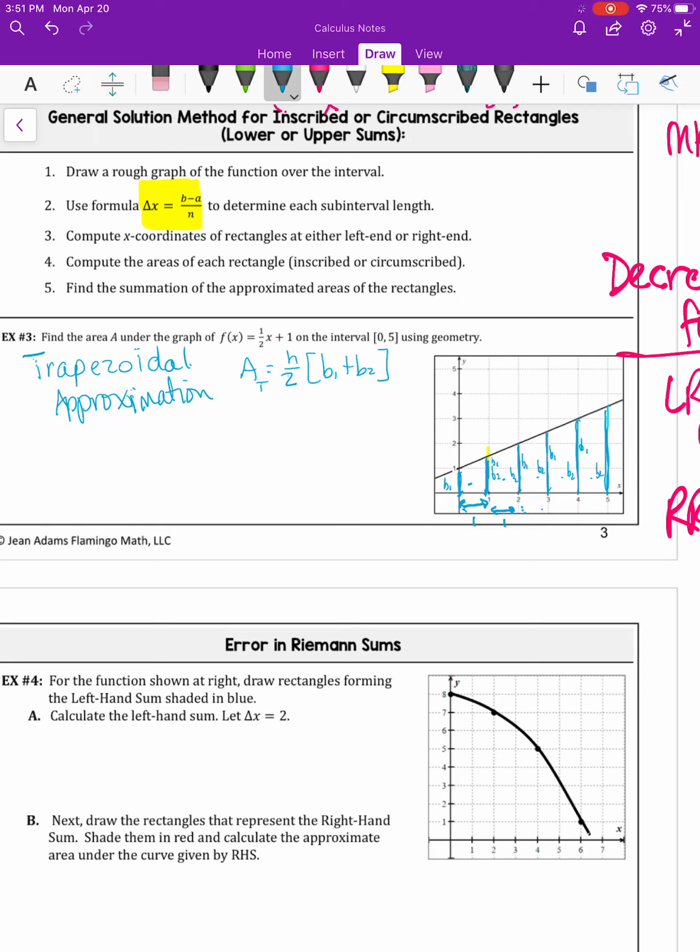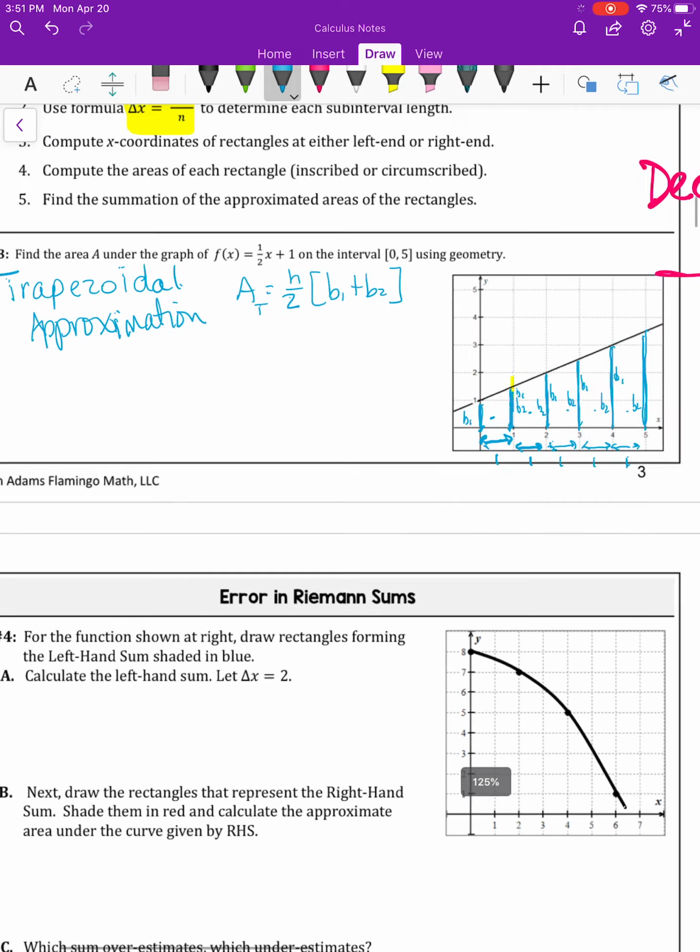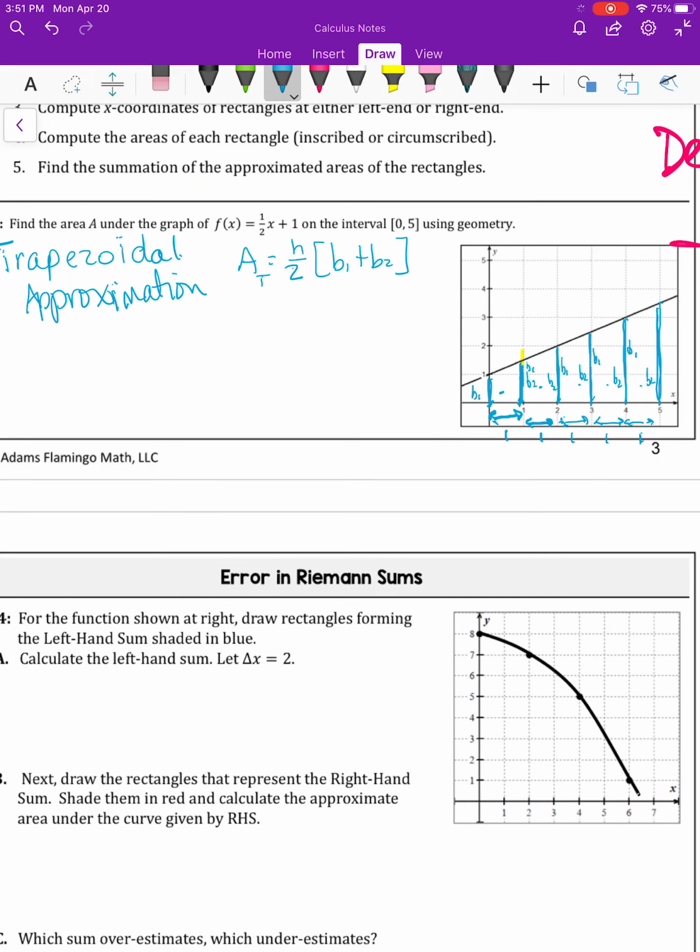If you notice right here, that is 1, right? That is the height of your trapezoid. Remember, the height of your trapezoid is the distance between the parallel sides, okay? That perpendicular distance between the parallel sides. So for every single one of these, my height is 1. All of my trapezoids have a height of 1.